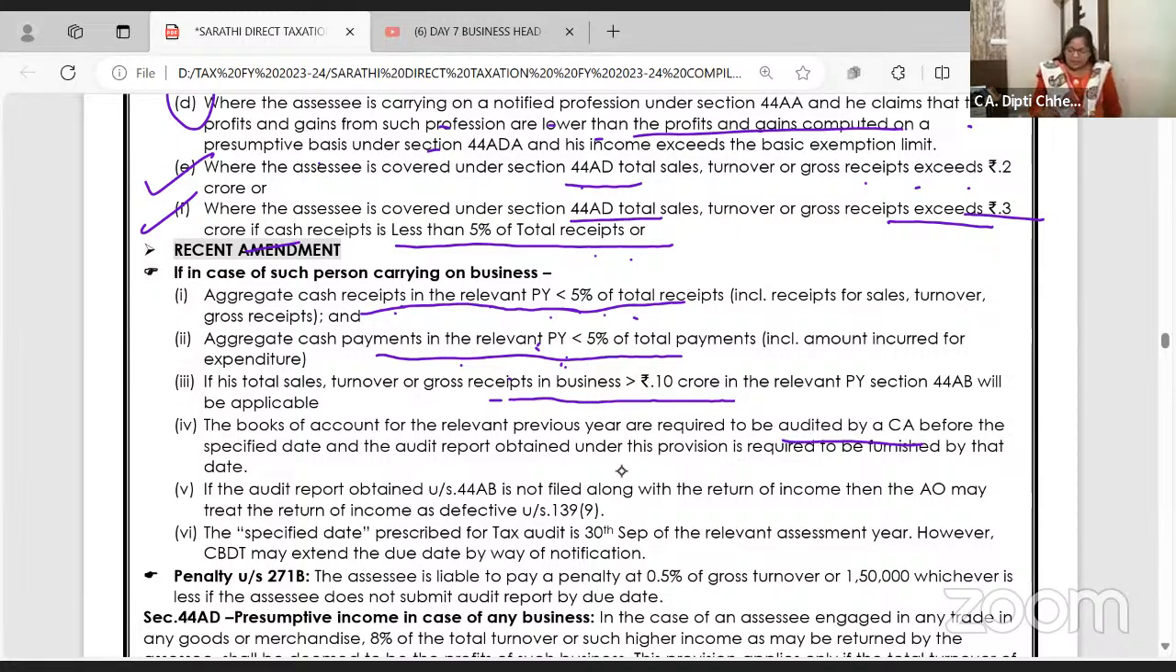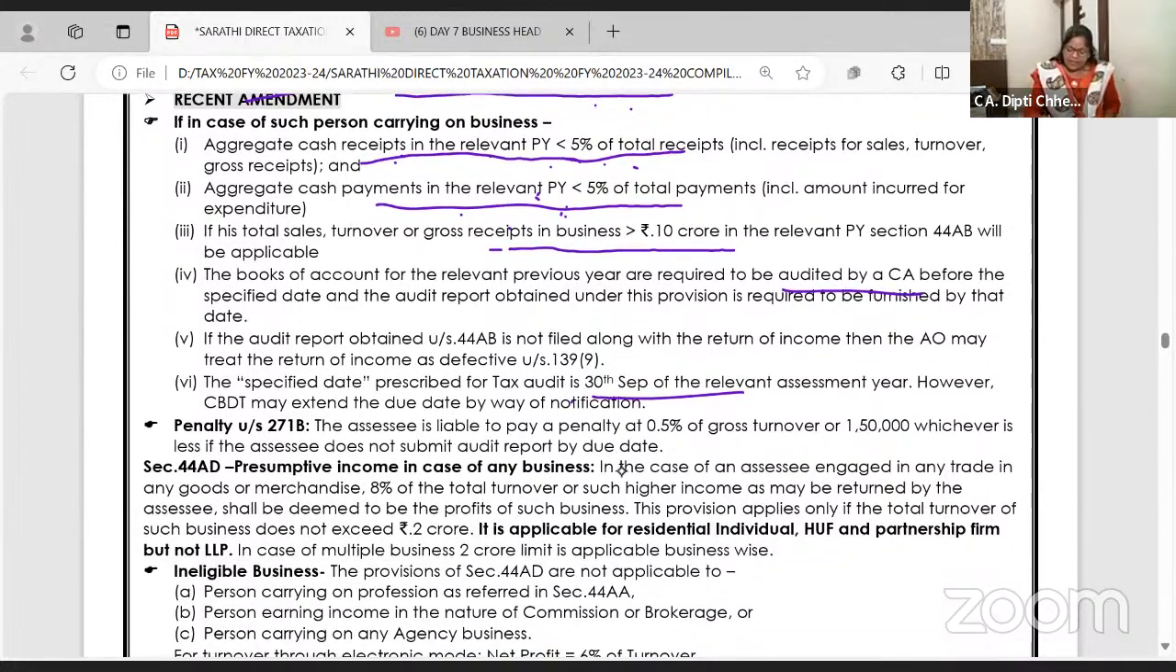When the books of accounts are audited by the CA, you have to get the audit report, and it is filed by 30th of September. ठीक है? CA का report लगेगा आपको. If the tax audit report is not submitted, the SSE is liable to a penalty of 0.5% of turnover or 1,50,000 under section 271B if he does not submit the report of the auditor. Time पे audit report अगर submit नहीं किए तो okay.